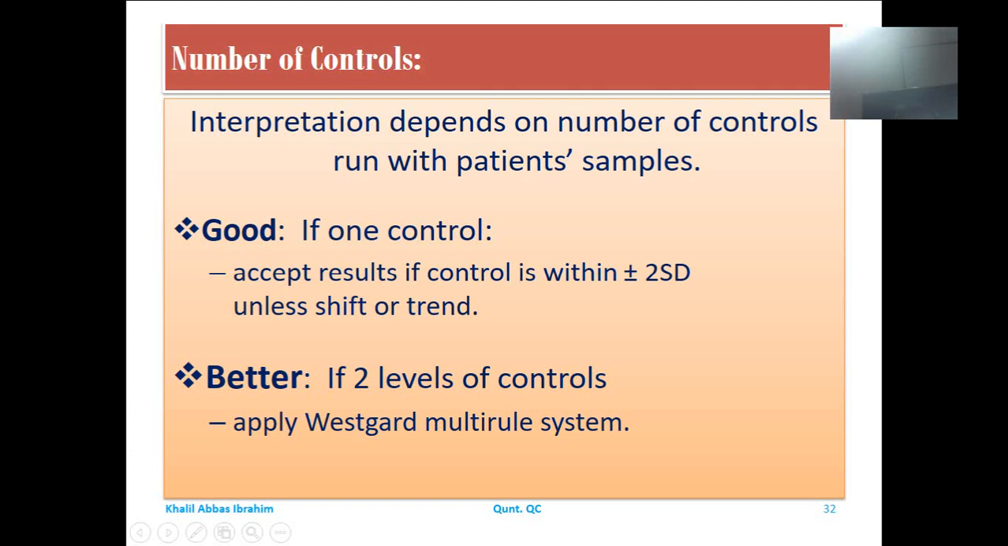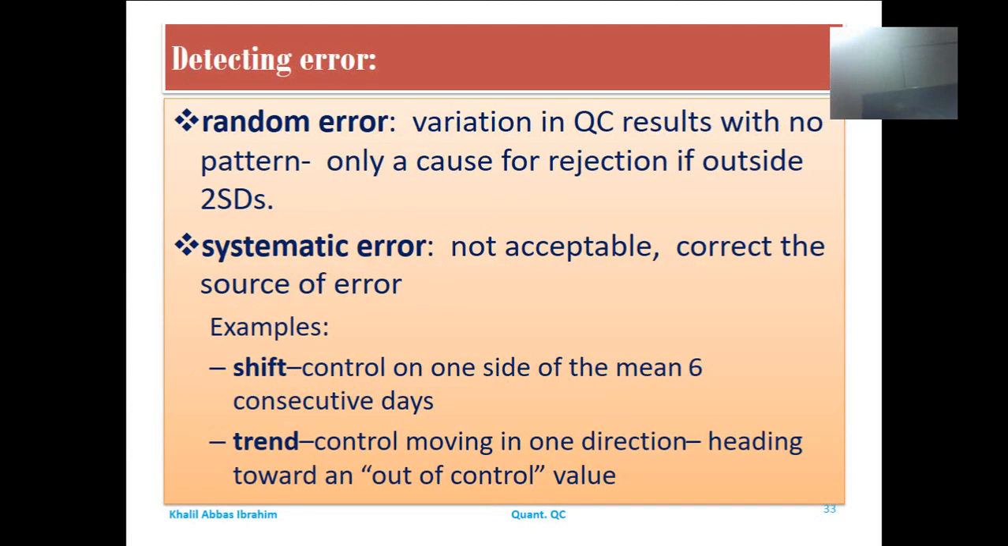But it is better to use more than one material, quality control materials. If you use 2 levels of controls, then you need to apply Westgard multi-rule system. And we will come later to discuss this in detail.